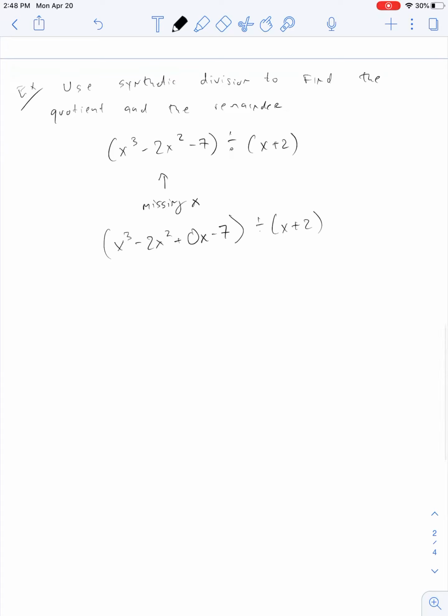Okay. So we do the opposite of a positive 2, which is a -2. We bring this has a coefficient of 1, right? This one is -2. That's 0, and that's -7. Okay. Whenever we're doing synthetic division, we need to make sure that every exponent is in there in decreasing order. So that's very important there. Okay, let's take a look here. Let's take this off again.